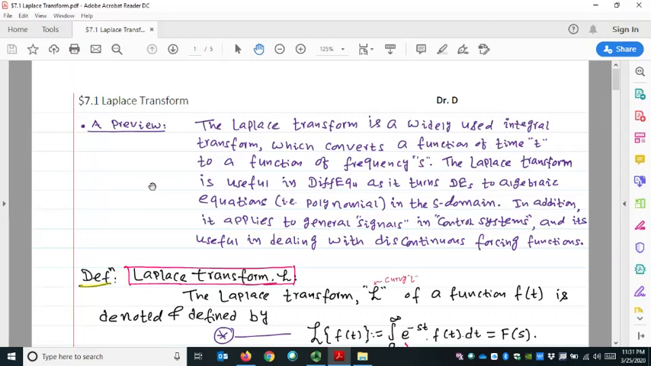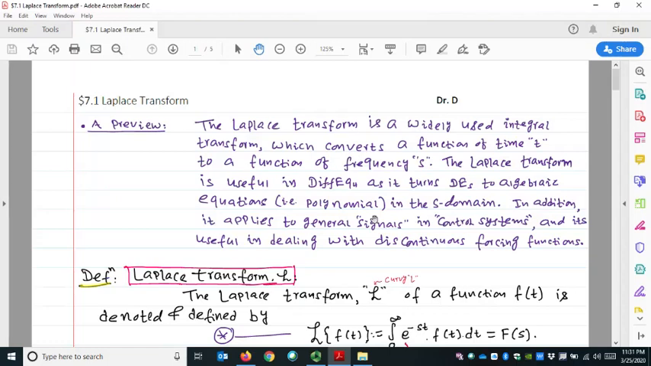Today we are starting a new chapter, chapter 7, the Laplace transform. Let me give you a quick preview of the chapter. The Laplace transform is a widely used integral transform which was named after the French mathematician Pierre-Simon Laplace. The Laplace transform converts a function of time t to a function of frequency s. The Laplace transform is useful in differential equations as it converts differential equations to algebraic equations in the s domain.